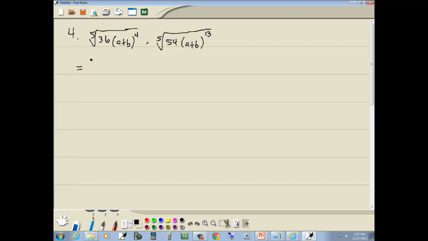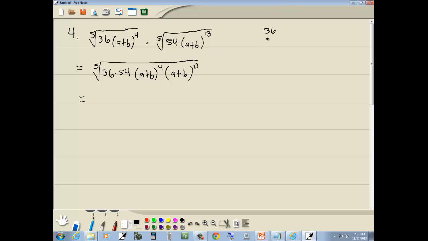Now these both have the same index, so I'm going to put them underneath a single radical. So we got 36 times 54, put the numbers together. And then we got a plus b to the 4th times a plus b to the 13th. Well, let's look at the prime factorization of these.